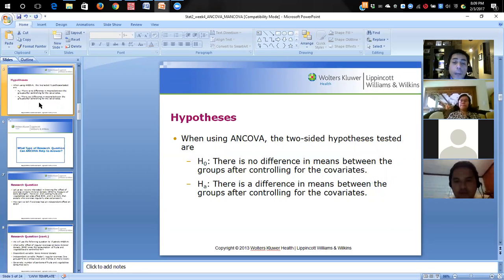So what the ANCOVA is going to answer, it will always have a two-sided hypothesis, and it will test the null hypothesis that there's no difference in means between the groups after controlling for the covariates or the confounding variable. And the alternative hypothesis is that there is a difference in the means between the groups after controlling for the covariates.